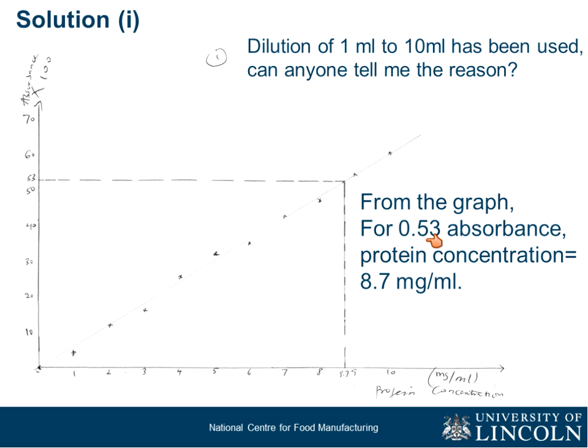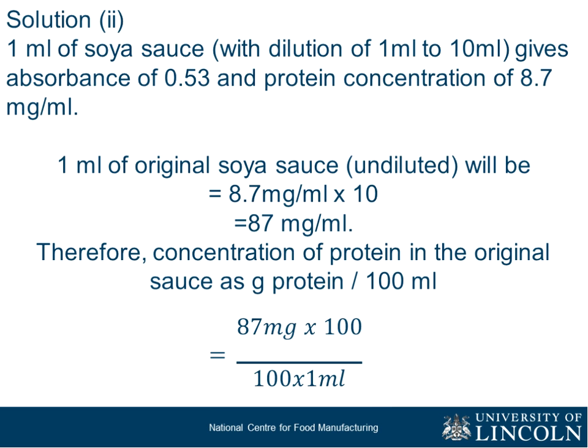And I look at that 0.53 absorbance, which is 53, because I've multiplied it by 100. Don't forget that, so that my reading can be easy, my work can be easy. So I trace that, and the concentration I got is 8.7 milligram per ml for the absorbance of 0.53. That is the diluted one. Now the question says, don't forget we've diluted it to 1 ml to 10. So 1 ml of soya sauce with dilution of 1 ml to 10 gives absorbance of 0.53 and protein concentration of 8.7 milligram per ml.